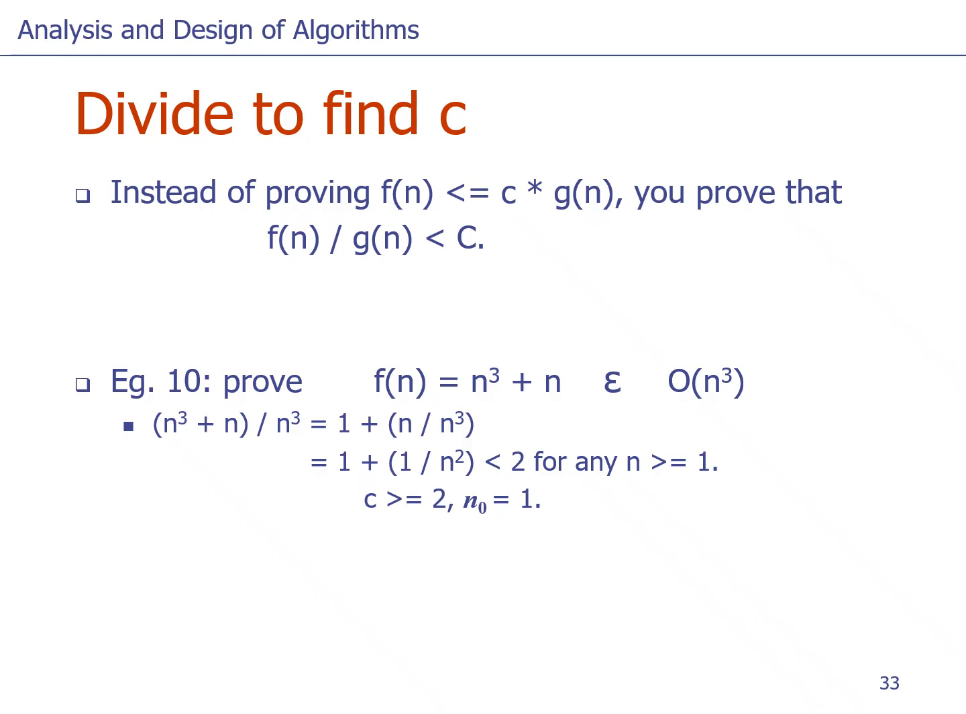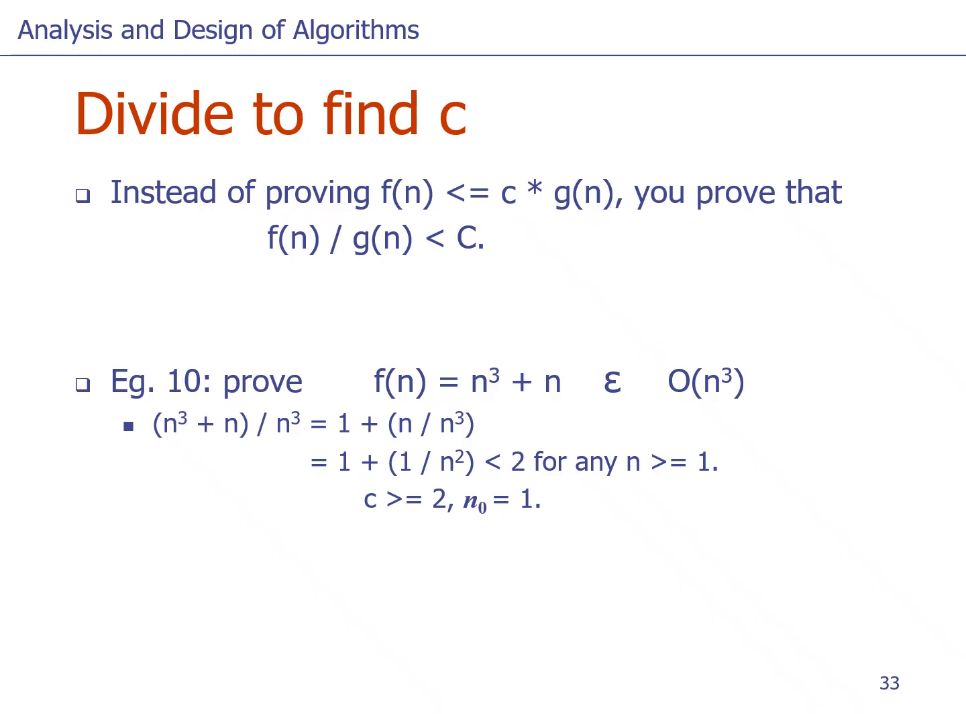So I'm going to treat this in a simple mathematical way. I'm going to say, okay, let's divide f of n by g of n. If my claim is true, I should find that the right hand side has some constant. Like the example at the bottom here, f of n is equal to n cubed plus n. How can I prove that this is actually in O of n cubed?